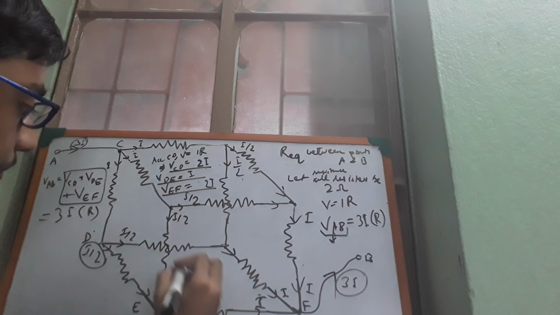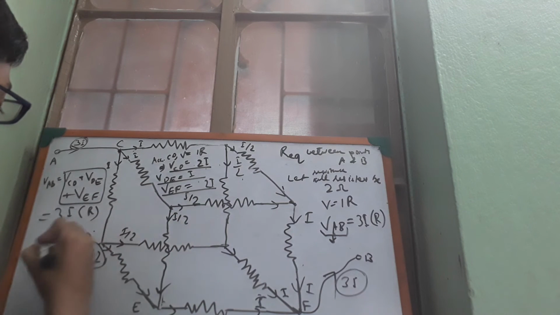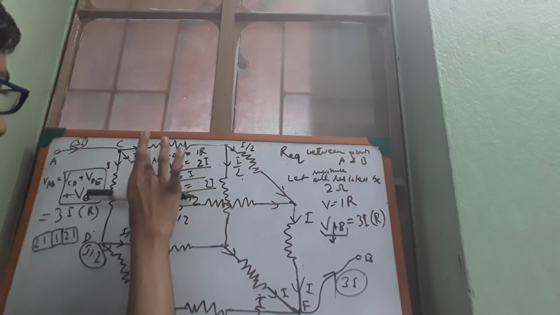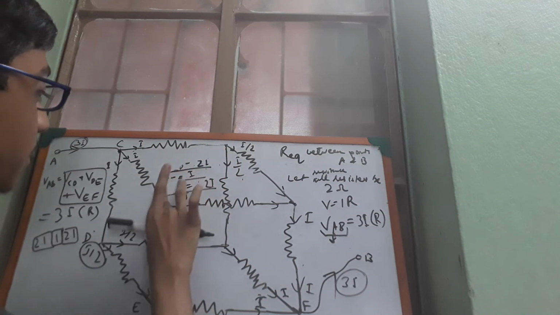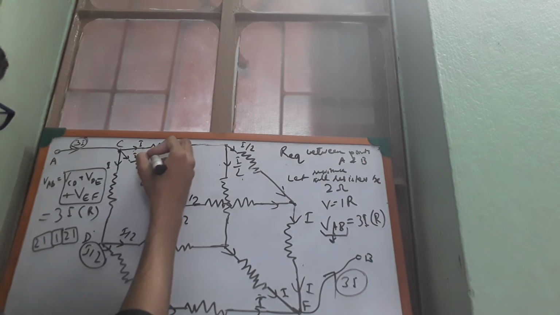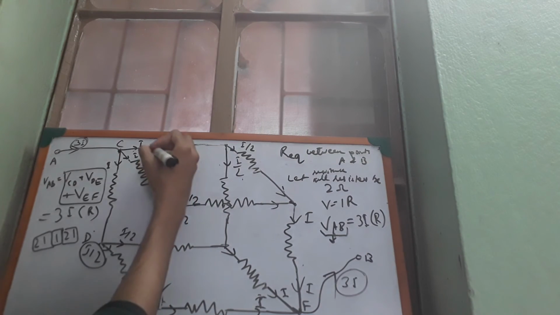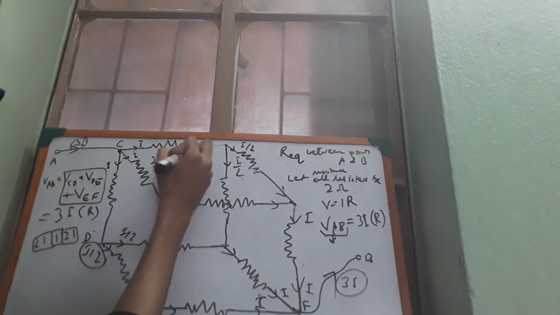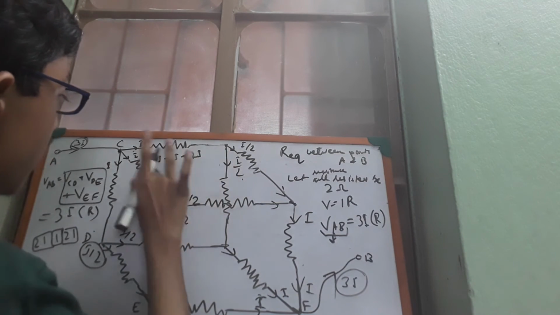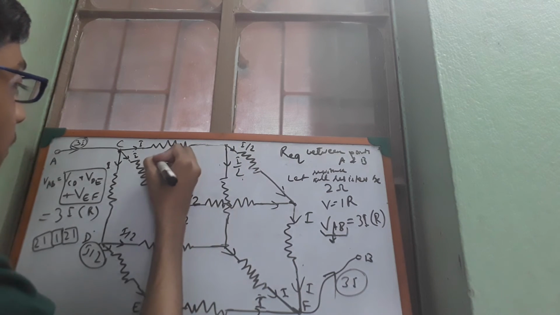Okay, so 2I, 2I. Now I'm rubbing this part. We will be solving this question in the cube only. That's the fun part, because we have a very small board here, don't mind. So VCD plus VD plus VEF will be 2I plus I plus 2I. What is this? 2 plus 1 plus 2 is 5I. So 5I.